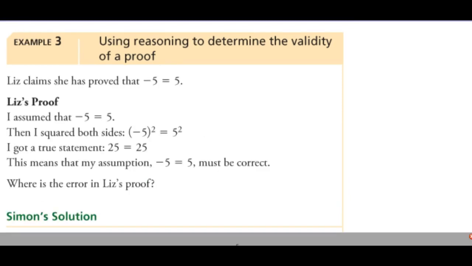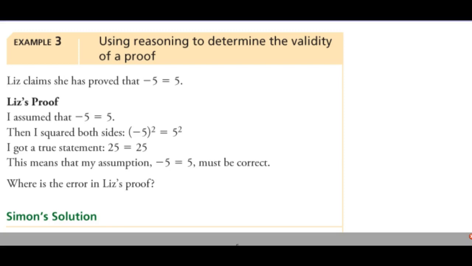So this one says Liz claims that she can prove that minus 5 is equal to 5. Okay, so she says minus 5 is equal to 5. And what she's doing to start with is she's assuming that to be true. So she's assuming minus 5 is equal to 5. So then she squares both sides, which gives you 25 is equal to 25.